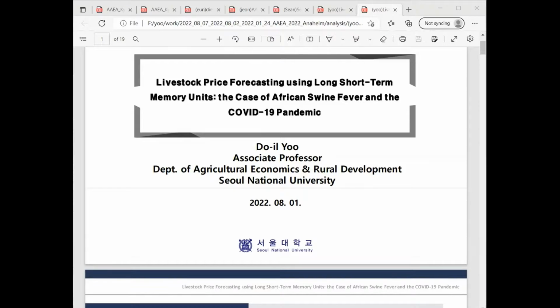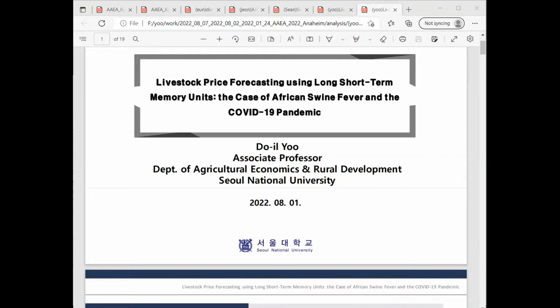This is the summary. Multivariate LSTM can improve prediction power, as you see in these tables. But even though there exists some monotonicity, it can be violated in both models, so it is not always perfect. Anyway, multivariate LSTM can be considered to improve the prediction power. Before COVID-19, ASF was very problematic in agricultural policy, but after COVID-19, human diseases are more problematic. So we wanted to make a contribution by decomposing the components of livestock disease and human disease.